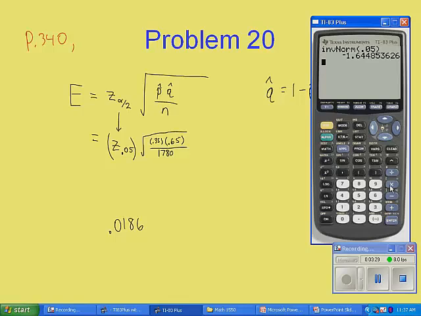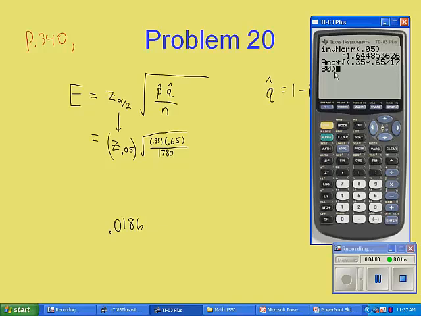And now I want to multiply by, well, the square root of, maybe I should slow down. Well, it's all right. This is how I would do it. 0.35, right? That's my p-hat. Times what? 0.65 divided by 1780. And then I'll close the parentheses.